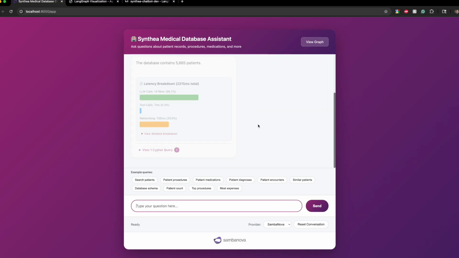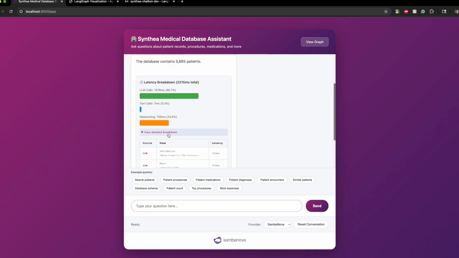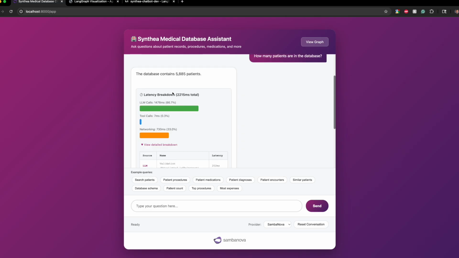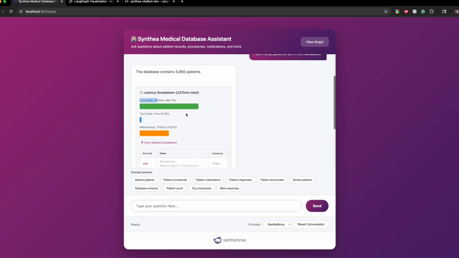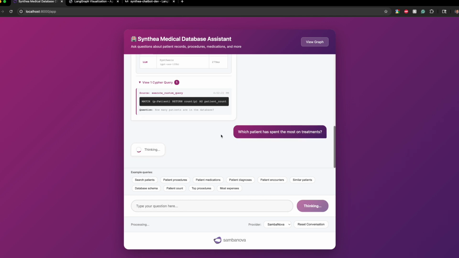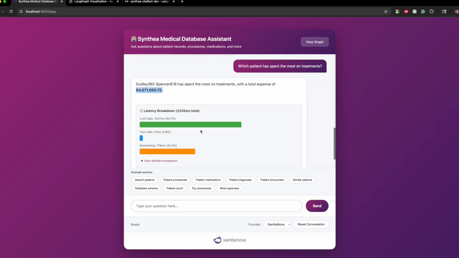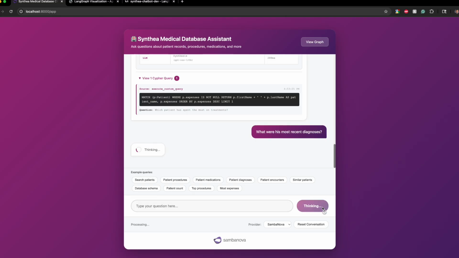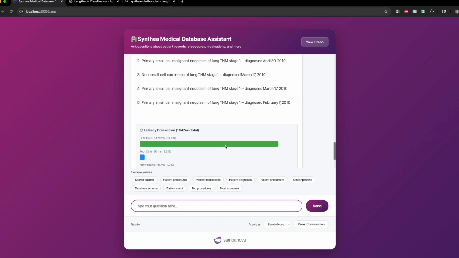SambaRAG switched between 3 different LLMs across 4 LLM calls on a single node in just over 2 seconds in total, of which under 1.5 seconds was spent on LLM calls. Custom Cypher was generated, and you can see the Cypher query here. Let's see which patient has spent the most on treatments. Wow, that's an insanely large number. What were his most recent diagnoses? Let's see if this can help us understand why his expenses were so large.